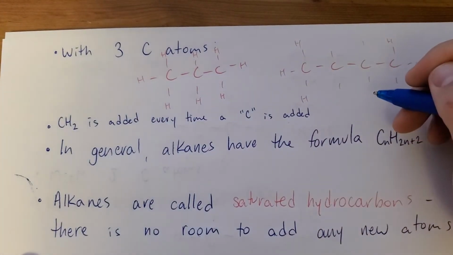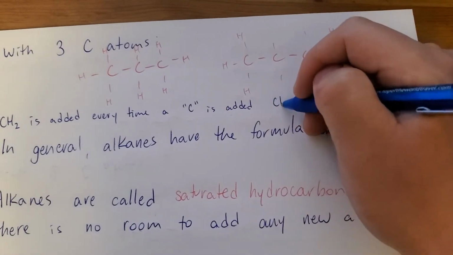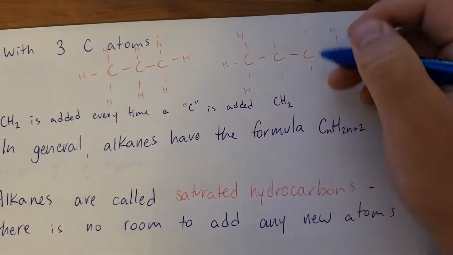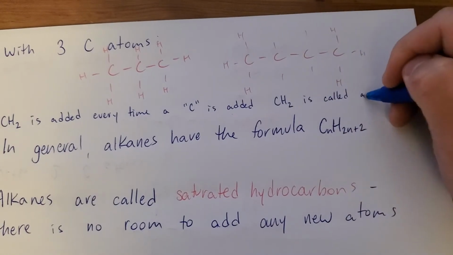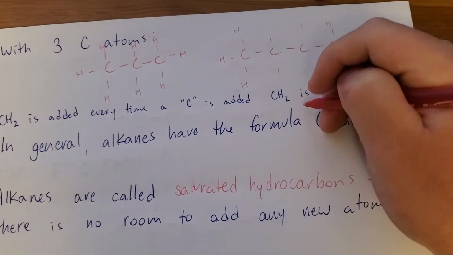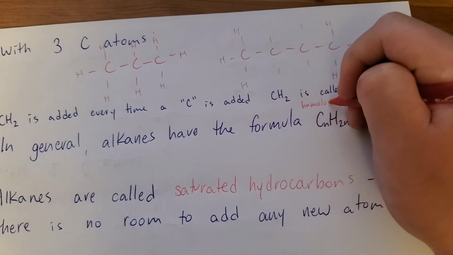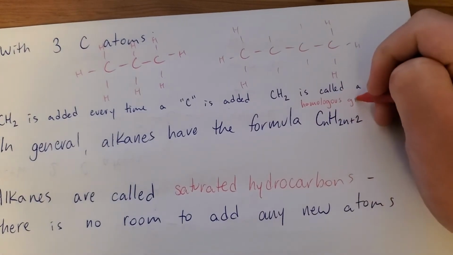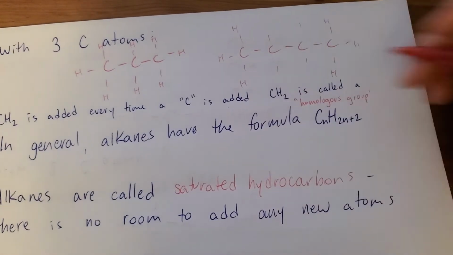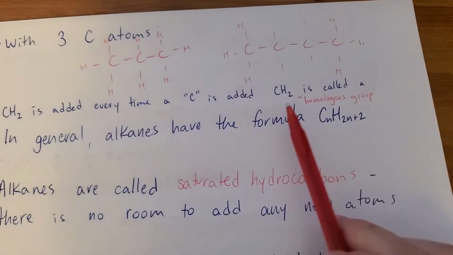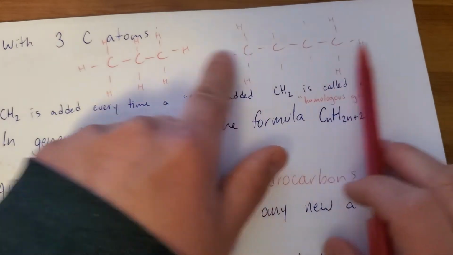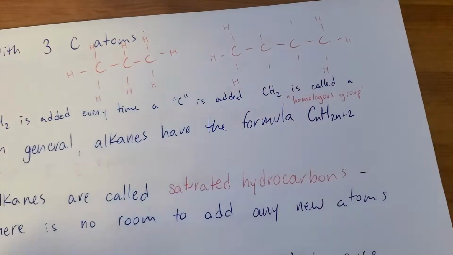Okay. That makes CH2 something called a homologous group. I don't know if you will ever see that on a test. I don't think I'm going to ask you about it. Okay, but that's like a chemistry term. So the homologous group for alkanes is CH2 because every time it gets more complicated, you stretch it out, you add a CH2 in the middle.